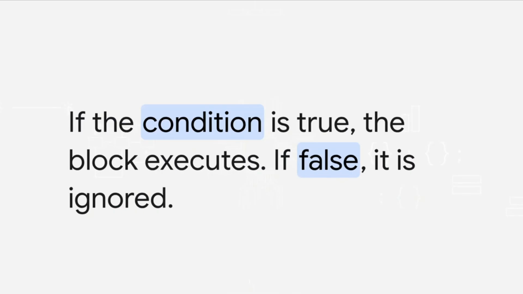Let's run a quick snippet mentally. If age greater than or equal to 18. Inside those parentheses is our condition. If the variable age holds a number that is greater than or equal to 18, the condition is true. The computer steps inside the curly braces and runs the printf statement: You are eligible to vote. But if the age is 17, the condition is false. The computer completely ignores the curly braces and the user sees nothing.